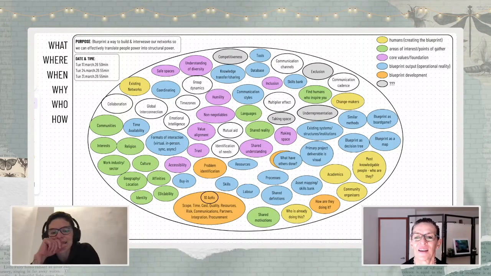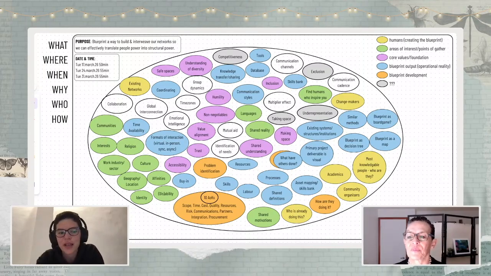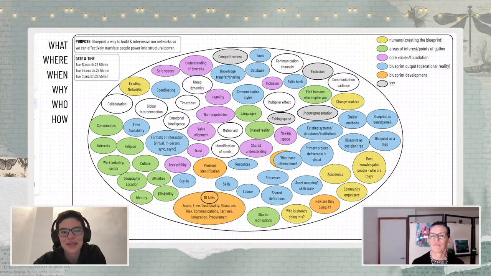So the first idea that we are scoping, this is the whiteboard where we left off last week. The first idea that we're looking at in this series is creating a blueprint that allows us to intentionally build and interweave our networks so we can strengthen our communities and more effectively translate people power into structural change-making power. Lizzie will give us a quick recap of what we've done so far before we jump right into it for the day. Go ahead, Lizzie.